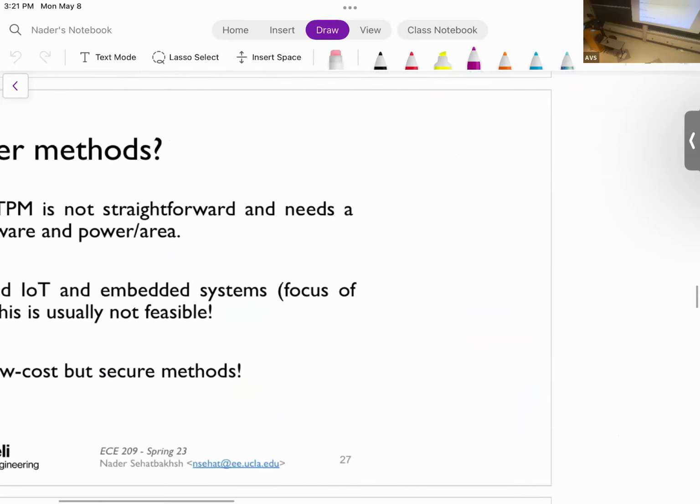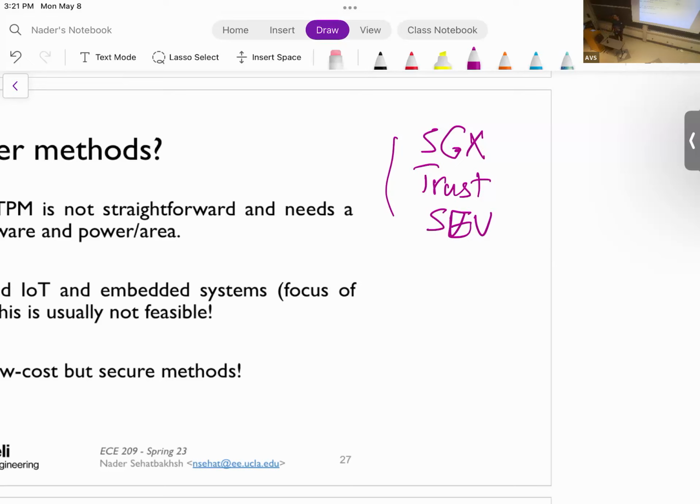In high-end systems, we have things like SGX, which we mentioned during one of the presentations. We have things like TrustZone. AMD has something called SEV. So there are a whole bunch of things that, at the server level, give us this functionality. But when we go to IoT devices and low-end devices, we don't have those.